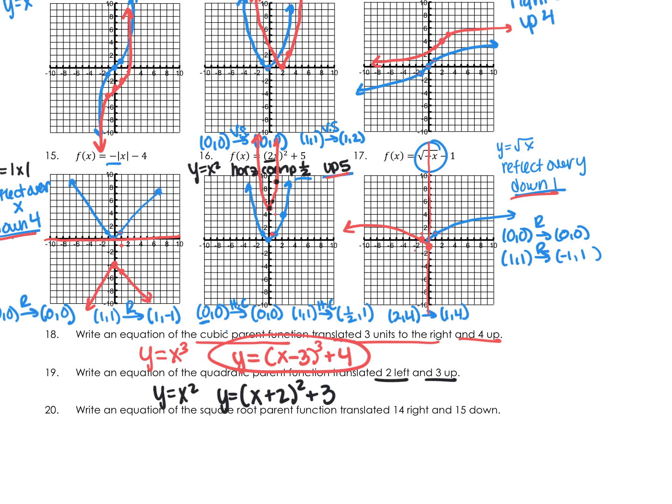And then for the last one, we want the equation for the square root parent function. We want to go right 14 and down 15. So the 14 will go on the inside. We want it to be the opposite. And the 15 down will go on the outside.